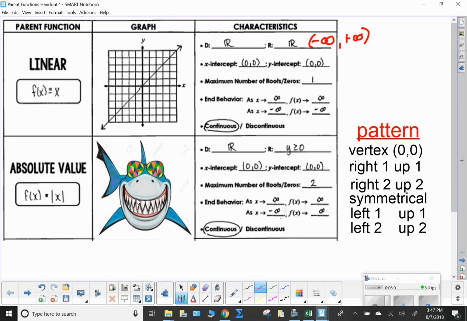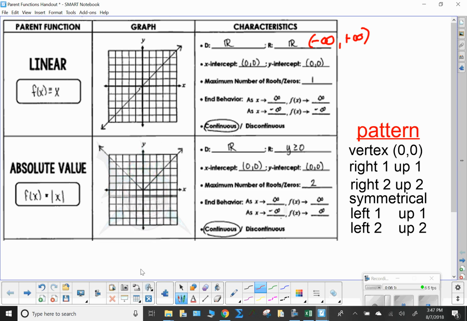Absolute value function. That's our V shape. Again, the domain is all real numbers. Y, however, goes from 0 to positive infinity. The x-intercept, 0, 0, y-intercept, 0, 0. It has a maximum number of roots, could be 2, because notice if you pull this V down, I cross the x-axis in 2 places. I could also push it up and not cross it at all. But you have to recognize that you could have 2.